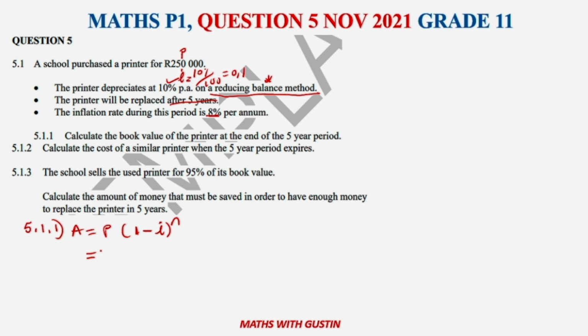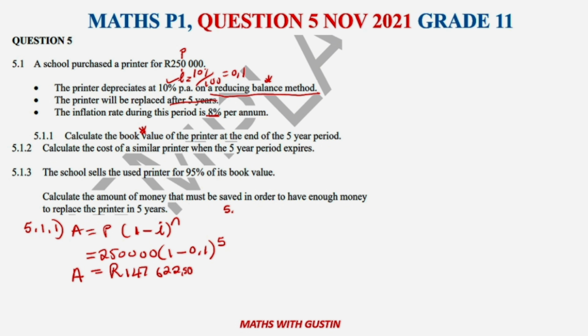So we can substitute 250,000 times (1 minus i, which is 0.1) to the power of how many years? It's going to be 5 years. If you put this in your calculator, please pause this video and make sure that you get the same answer as me. Therefore you get 147,622.50. That's how you would deal with this. Book value is referring to the depreciation. Great stuff.